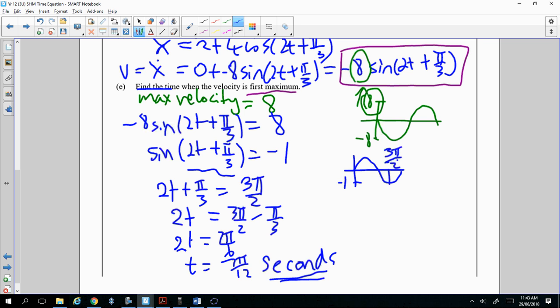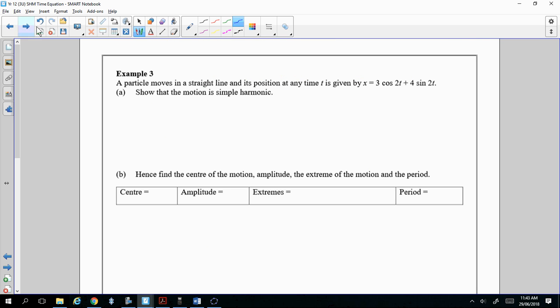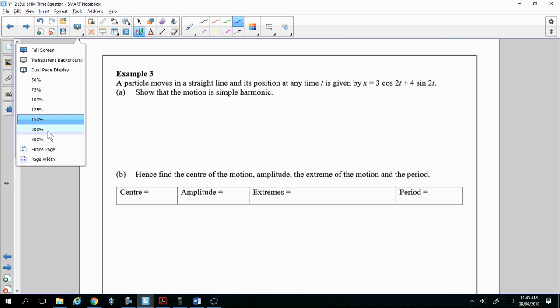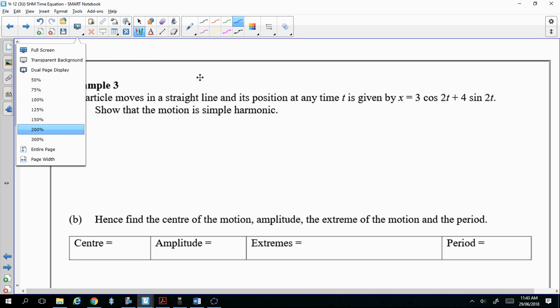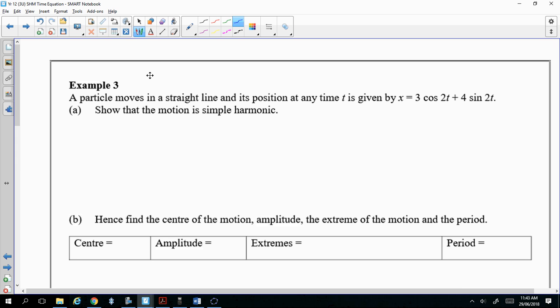Example 3. The question says, a particle moves in a straight line. Its position at any time t is given by this formula. Show that the motion is simple harmonic. Every time the question says show the motion is simple harmonic, you have to show that the acceleration is equal to minus n squared (x minus c). That's what you have to do. So we're going to do that.